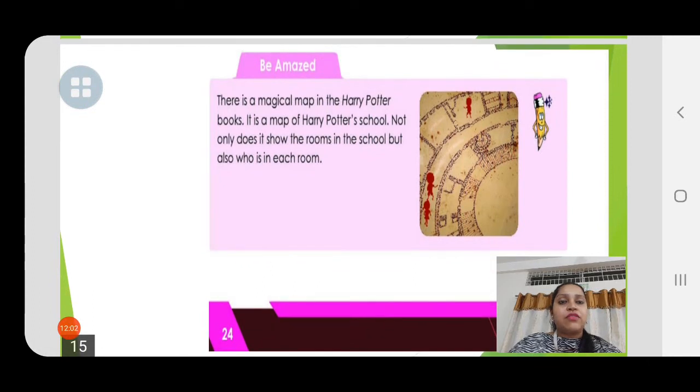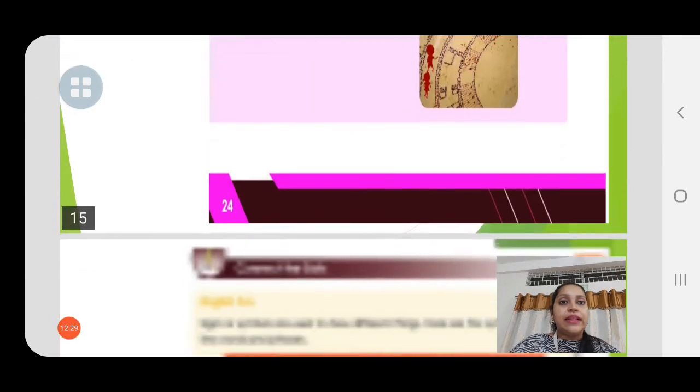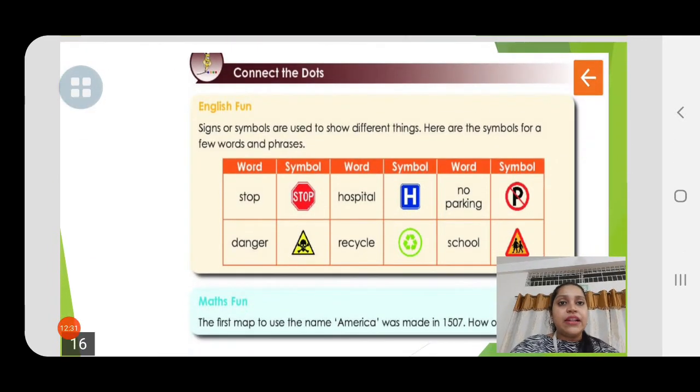let's proceed to the next topic, which is given as be amazed. And here what it's written, children, is there is a magical map in the Harry Potter books. It's a map of Harry Potter school. Not only does it show the rooms in the school, but also who is in each room. So if you have watched the movie of Harry Potter, you can see that Harry Potter has a map of the school. Now in that map you don't only see the rooms, but also what everyone is doing in each room.